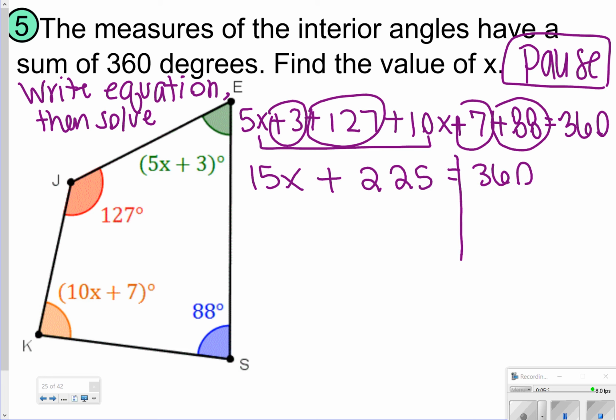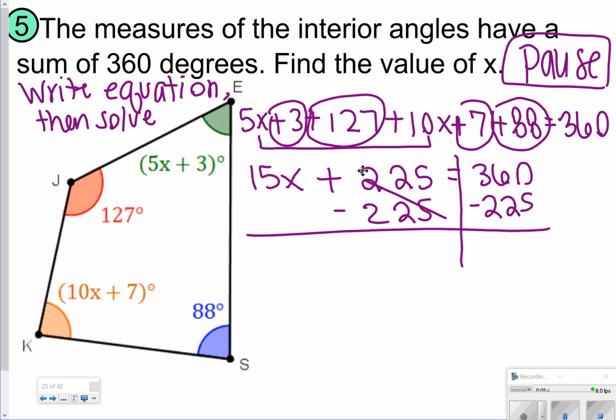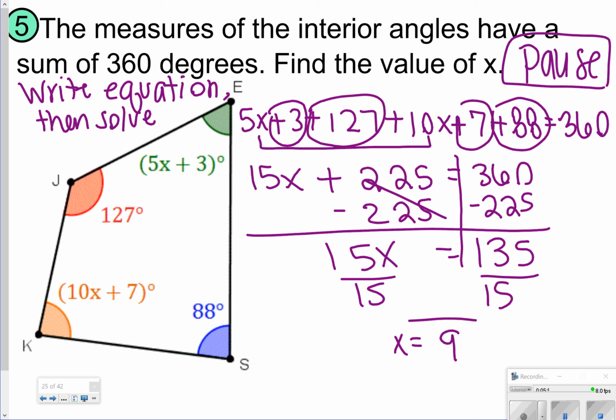To start solving, I'm going to subtract 225 from both sides. So I would take away from 360, I get 135 is equal to 15x. And then divide both sides by 15. x will be equal to 9.